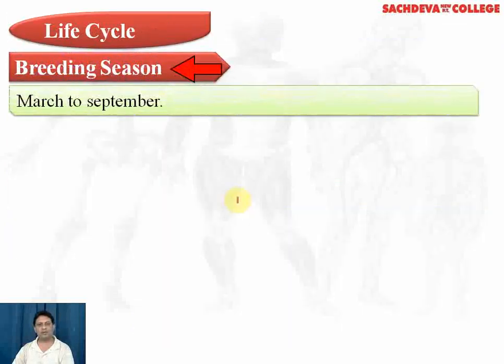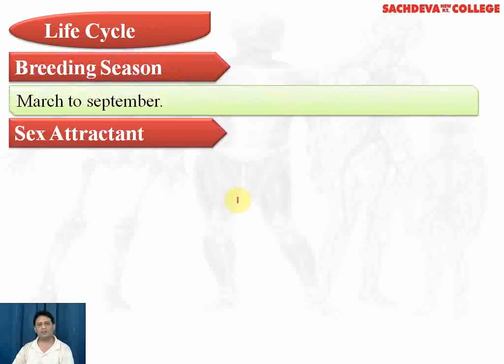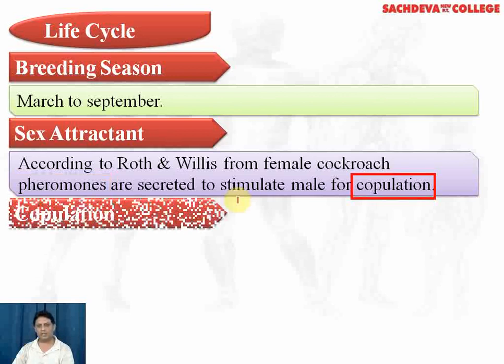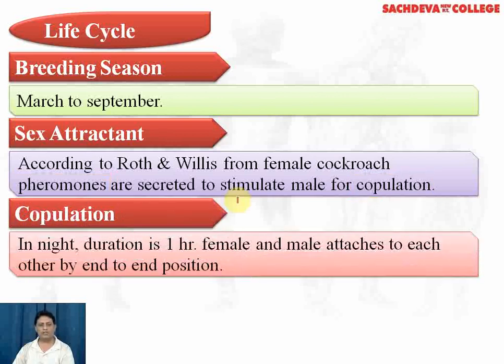The life cycle. The breeding season of the cockroach is from March to September, that is the hot and humid conditions. Sex attractant: according to Roth and Willis, the female cockroach secretes pheromones which attract the male cockroach for copulation. The copulation generally occurs at night and the duration is 1 hour.